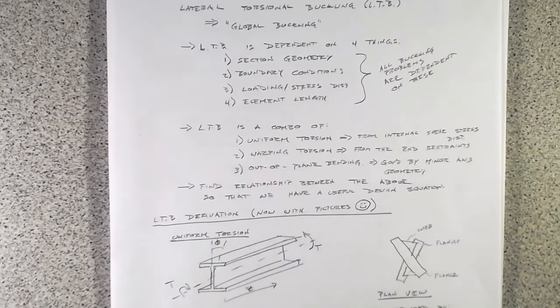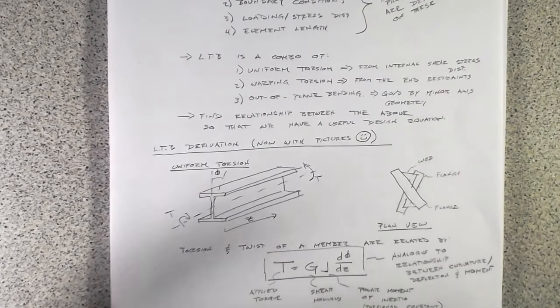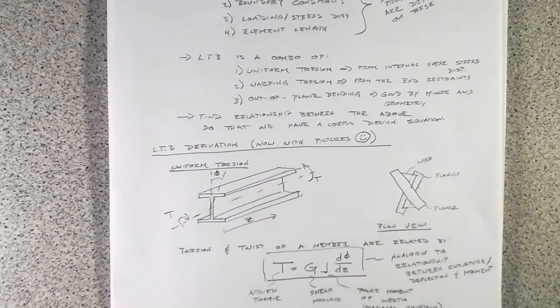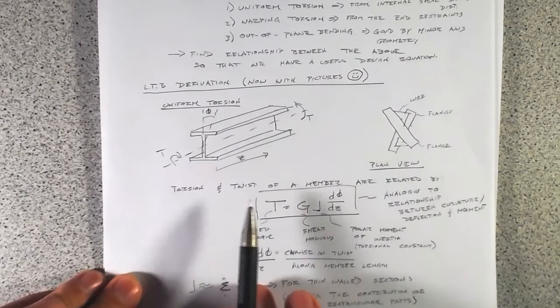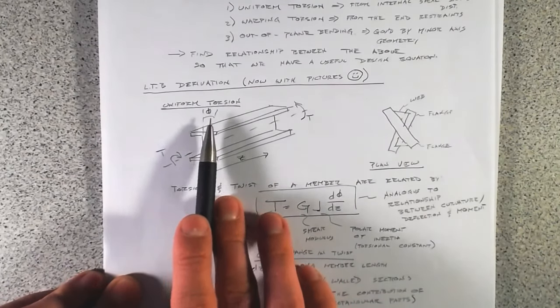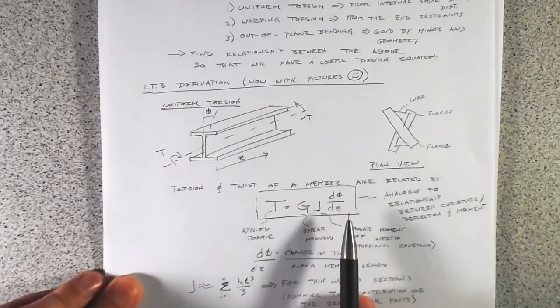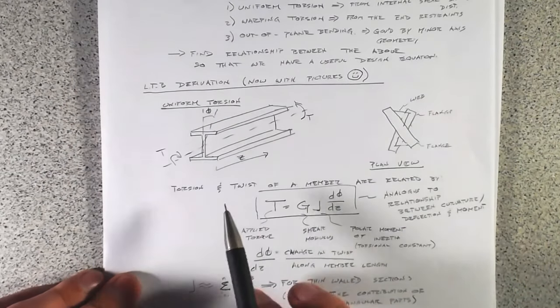We did a quick derivation, seeing that the applied moment which would create this lateral torsional buckling is some combination of uniform torsion, warping torsion, and out-of-plane bending. We derived the relationship for when we start moving out of plane. Anytime this phi is greater than zero, we've started to buckle, and that could occur from some applied torque.